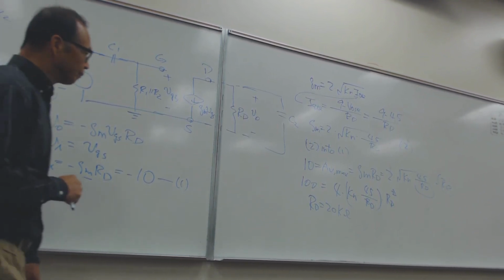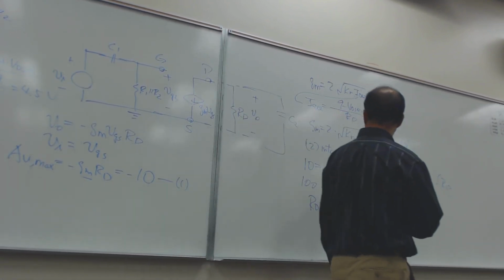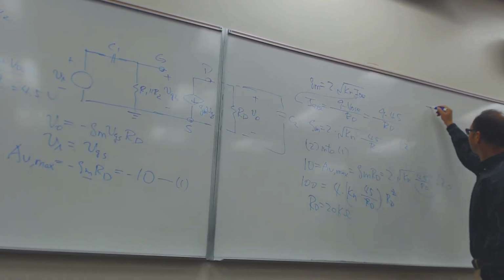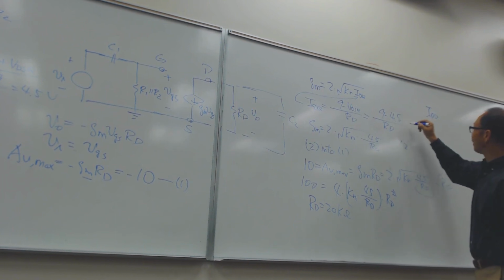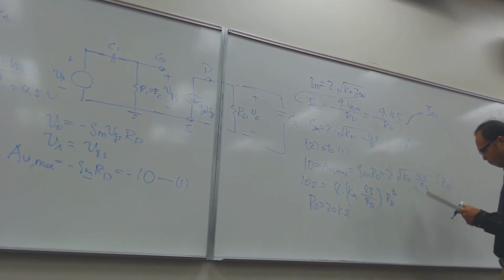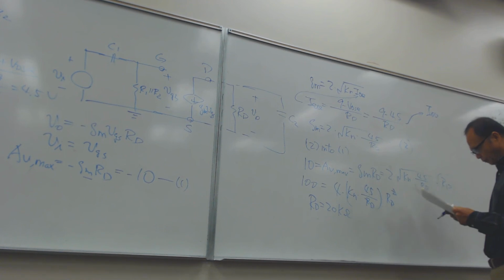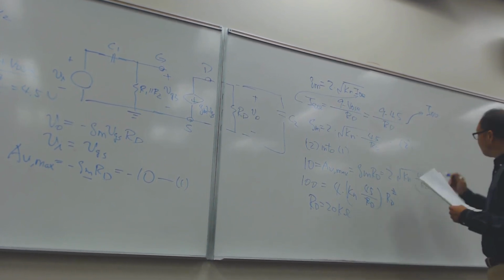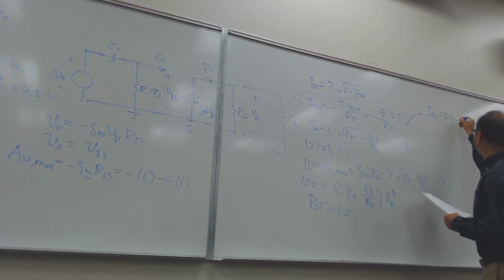So once you know RD, you can find IDQ, right? So IDQ, if we go from here, because R sub P now is known, IDQ will become 0.2 linear.